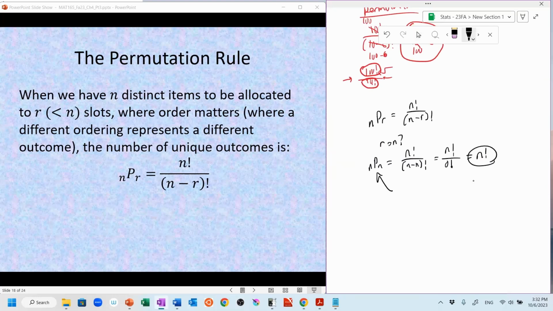So we actually see that our factorial rule is a special case of the permutation rule where r equals n, or the permutation rule is a generalization of the factorial rule where we have fewer slots than number of items. And we can really just wrap the factorial rule into the permutation rule if we wanted to. We could just say allocate it to r less than or equal to n slots, and then the factorial rule just becomes part of the permutation rule, as a special case of it.